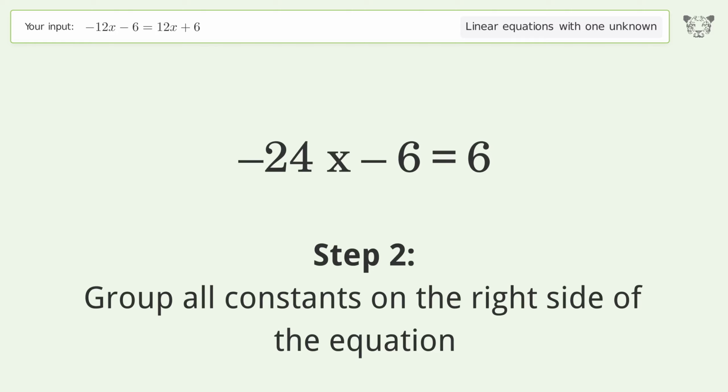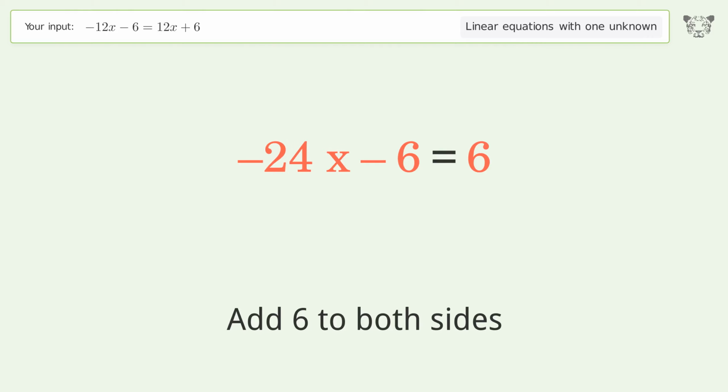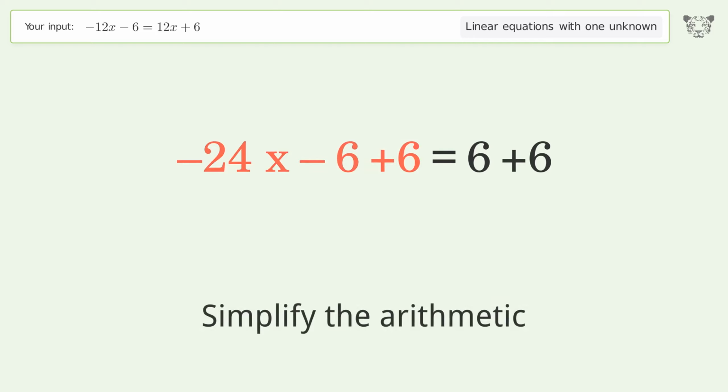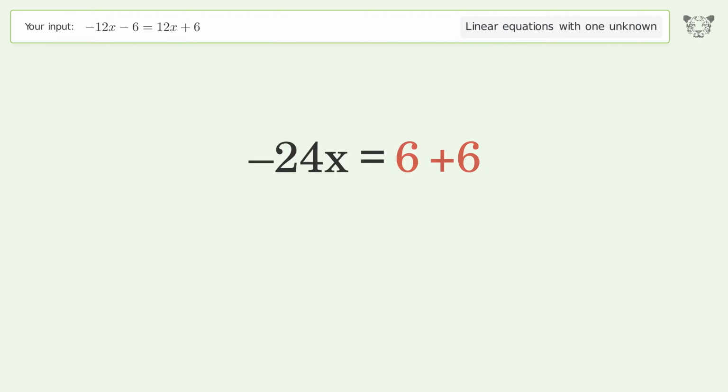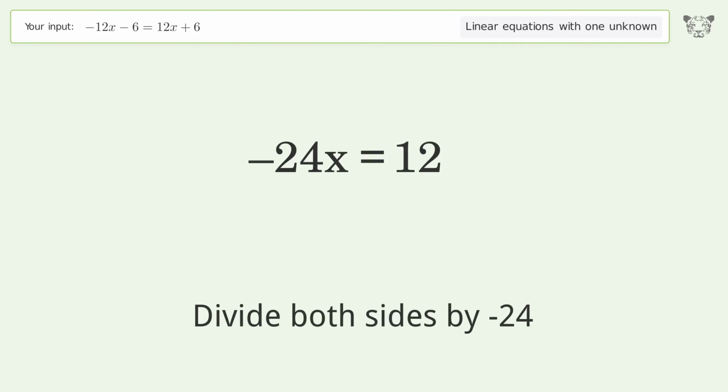Group all constants on the right side of the equation. Add 6 to both sides. Simplify the arithmetic. Isolate the x. Divide both sides by -24.